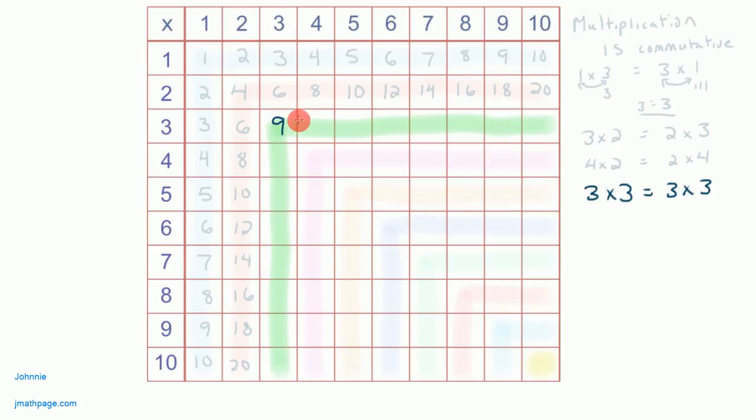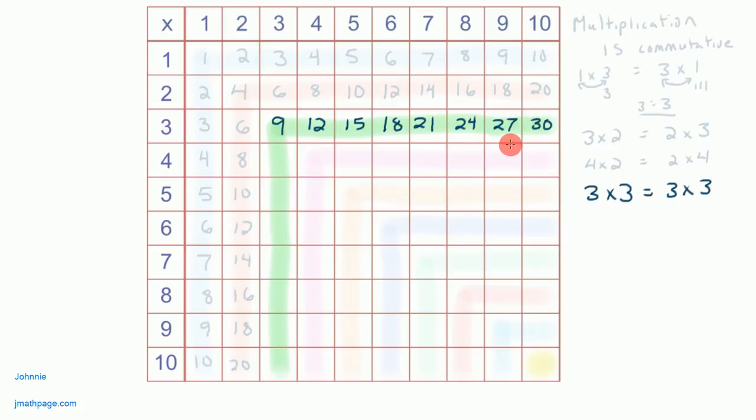3 times 4 is 12. Okay, 9 and 3 more. 3 times 5 is 15, which is 12 and 3 more. 3 times 6 is 18, which is 15 and 3 more. 3 times 7 is 21, 18 and 3 more. 3 times 8 is 24, which comes from 21 and 3 more. 3 times 9 is the same as 24 and 3 more, which makes 27. 3 times 10 is the same as 27 and 3 more, which makes 30.